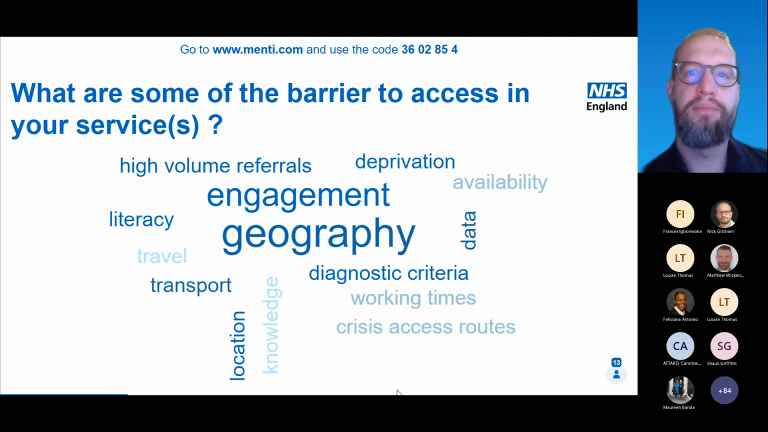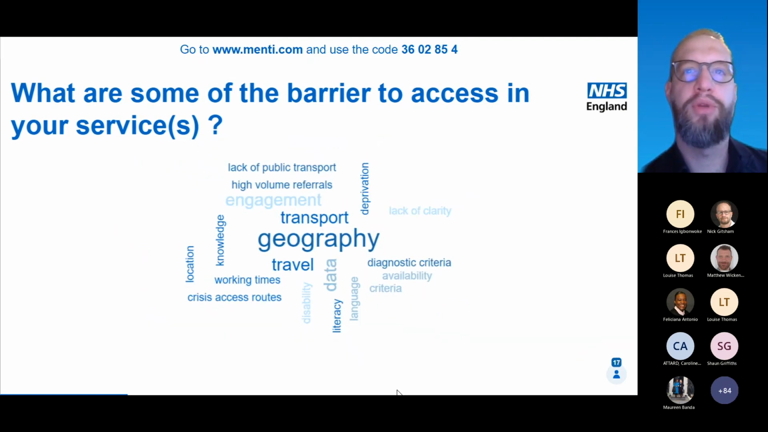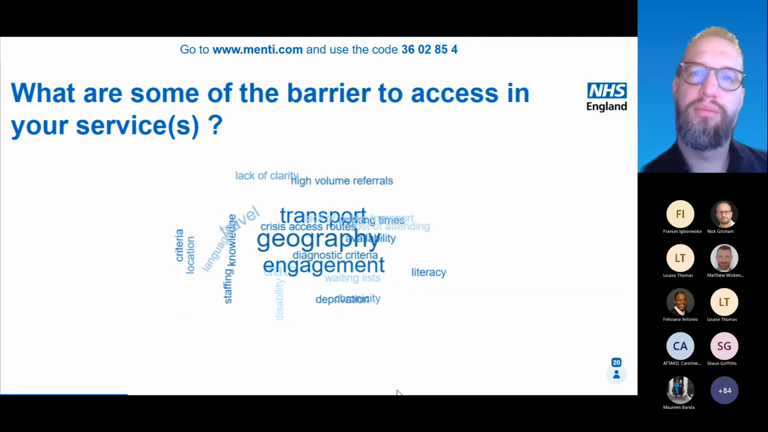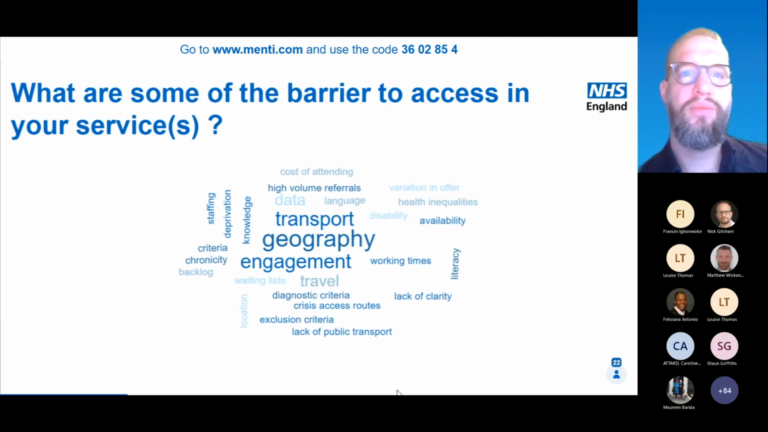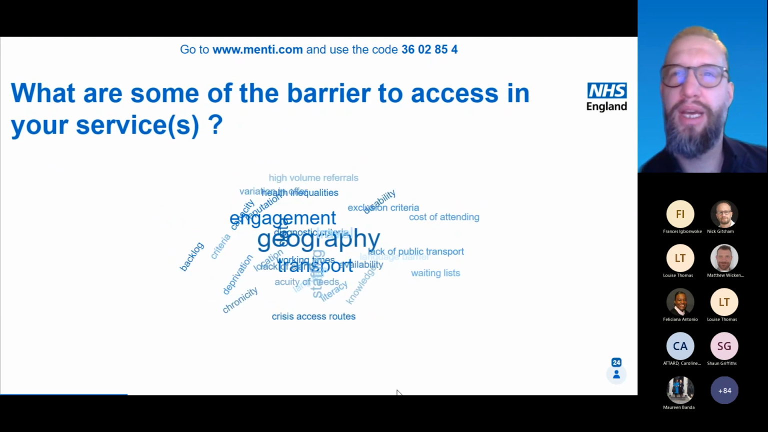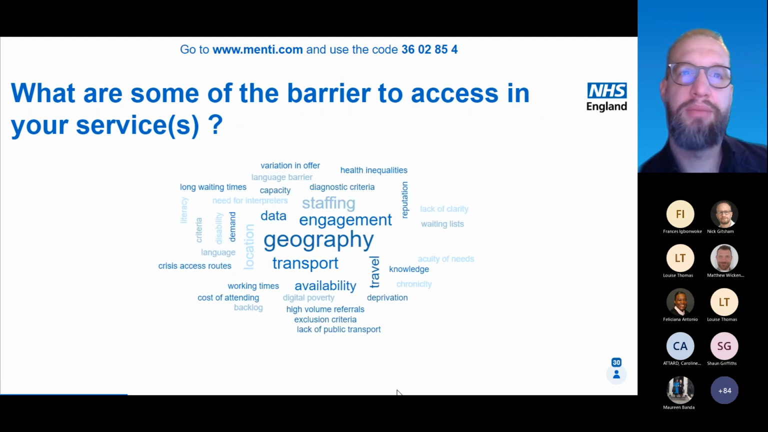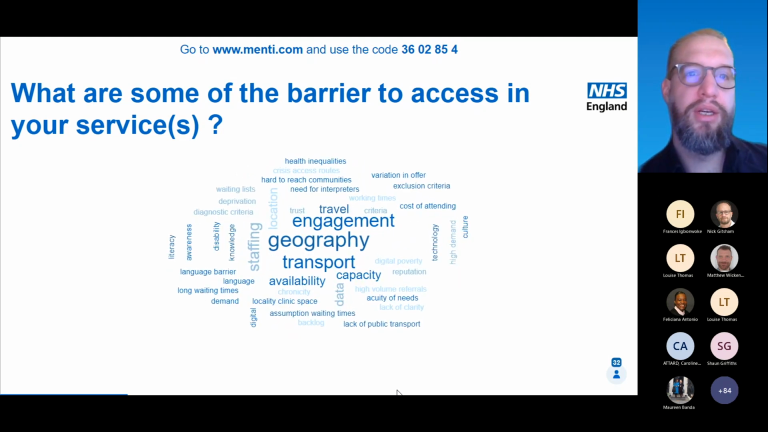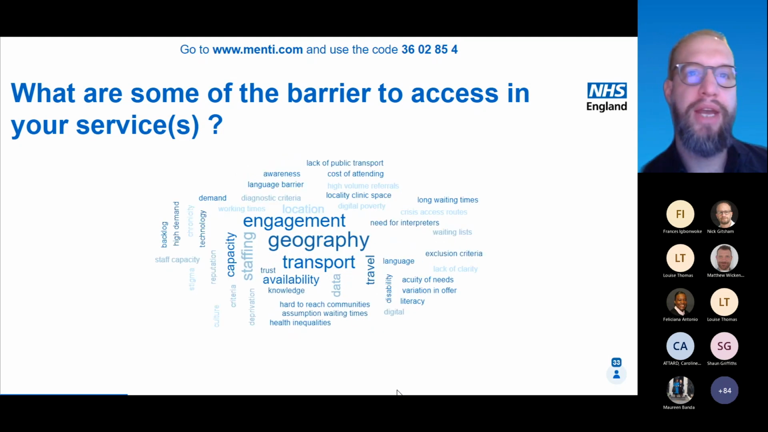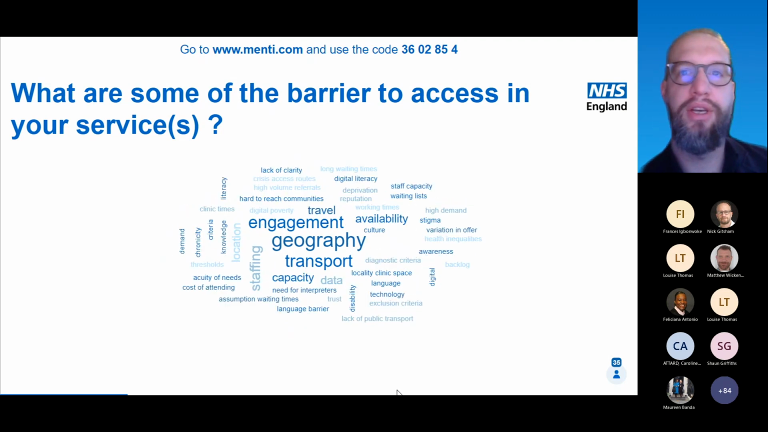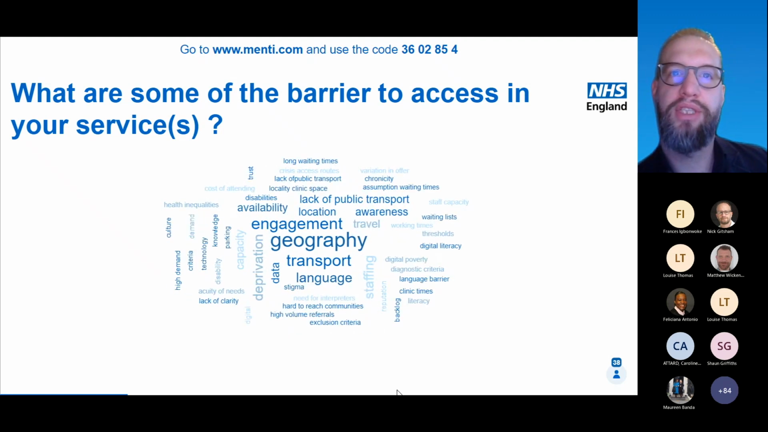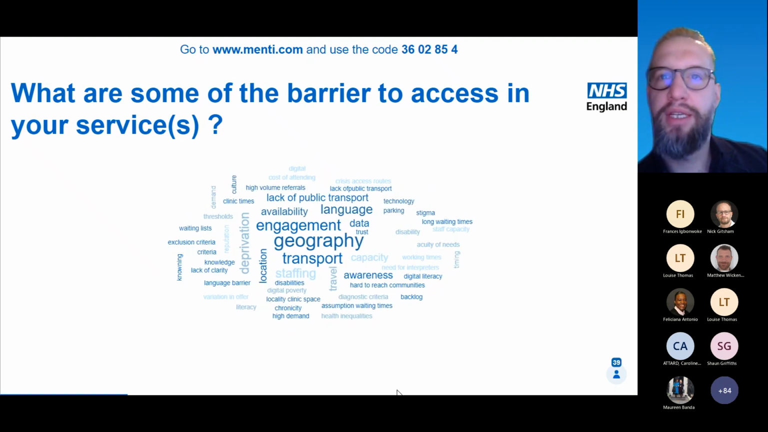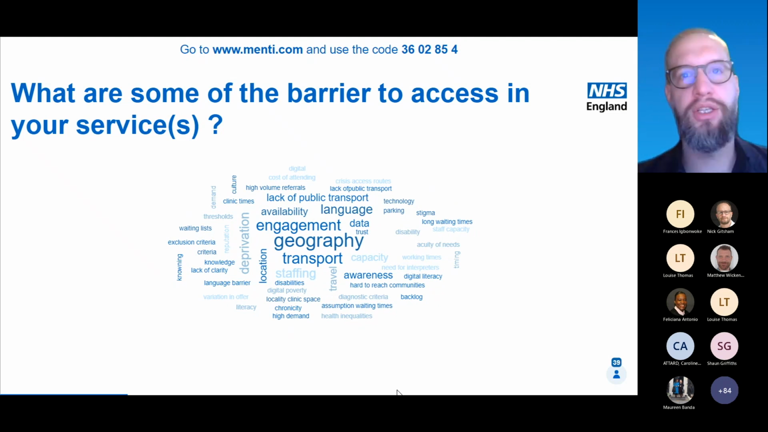Yep, lots of movement on the screen: deprivation, transport, literacy, lack of public transport options, disabilities, interpreters, acuity, exclusion criteria. Often, yes, there's a lot clearer about who's not eligible to access a service than it is about who is eligible to access a service. Yeah, digital poverty, definitely an increasing challenge.